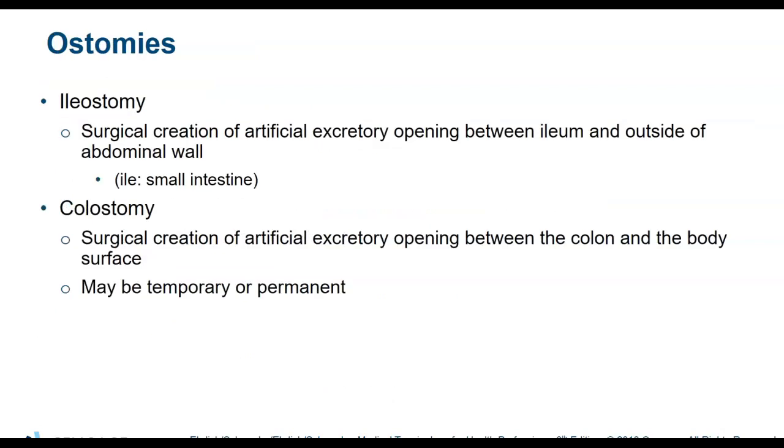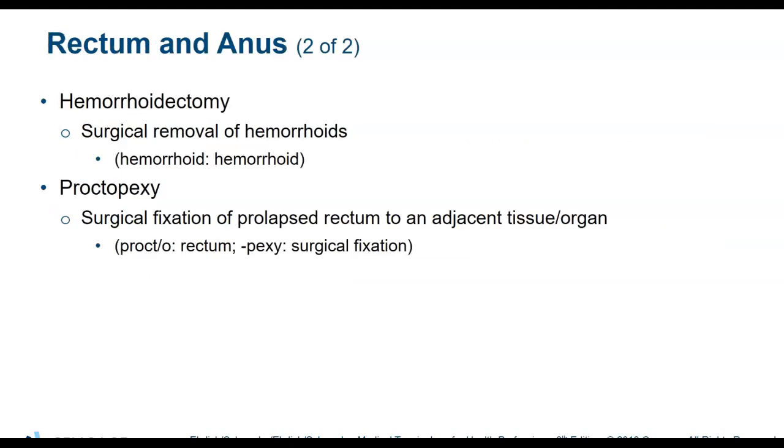Ileostomy is an opening to the outside of the abdominal wall from the small intestine. And a colostomy is a surgical creation of an opening to the outside of the body from the colon. That can be temporary or permanent. Sometimes they just do it to allow the body to heal itself a little bit, and then they go back in and try to anastomose those two areas back together so they don't have a permanent colostomy.